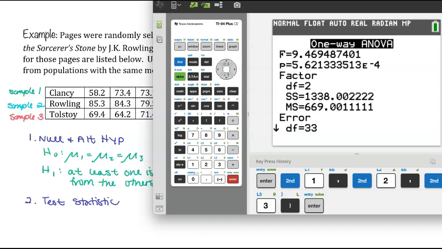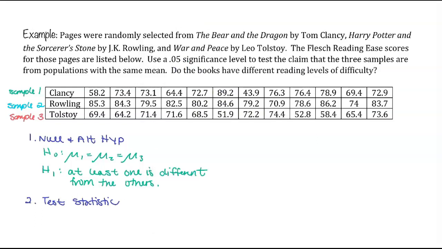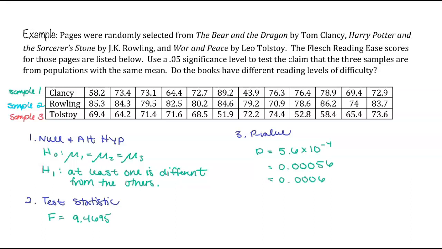Let's take this back to the example. We have our test statistic F equal to 9.4695. We also have our p-value equal to 5.6 times 10 to the negative fourth. That's equal to 0.00056, or 0.0006 rounded to 4 decimal places. We're ready to state the conclusion.